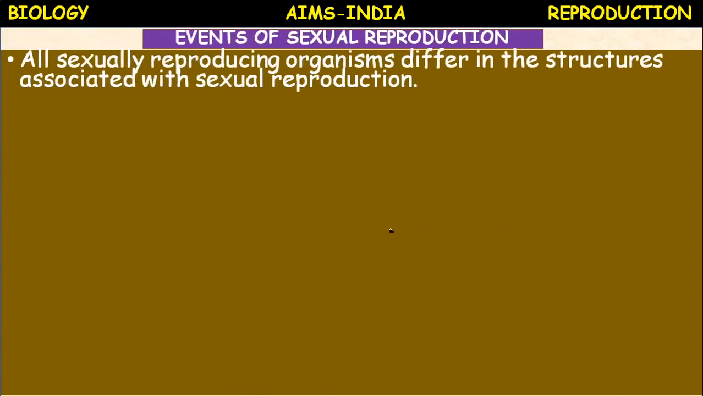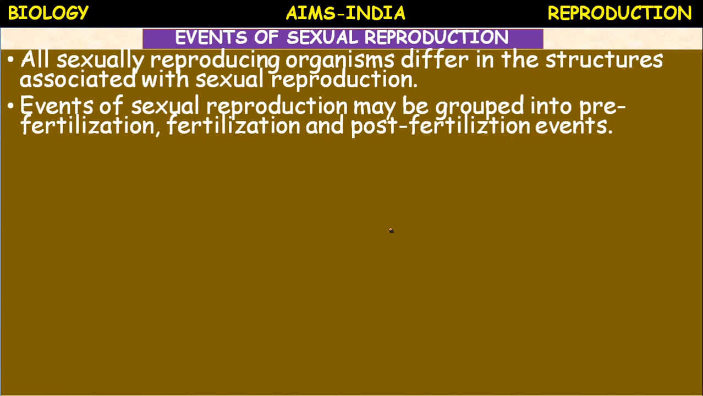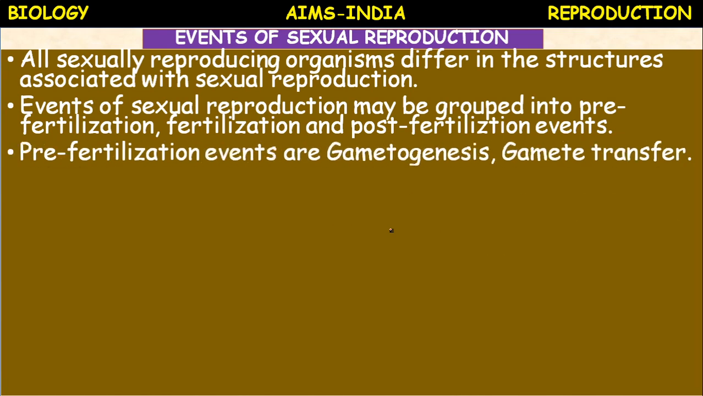The events of sexual reproduction. All sexually reproducing organisms differ in the structures associated with sexual reproduction. So the events of sexual reproduction may be grouped into 3. What are they? Pre-fertilization, fertilization, and post-fertilization events. Okay, means before fertilization, what events take place, and fertilization. After fertilization, called post-fertilization events. So pre-fertilization events are gametogenesis and gamete transfer.